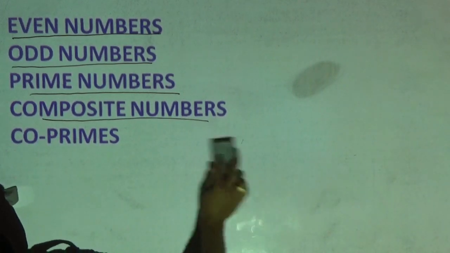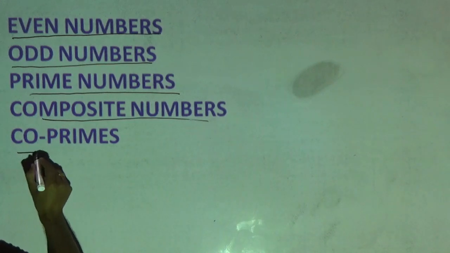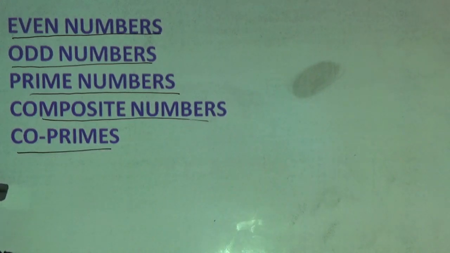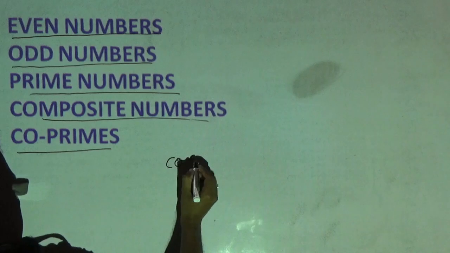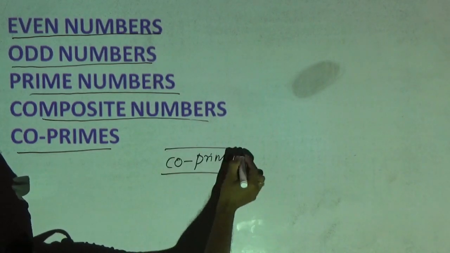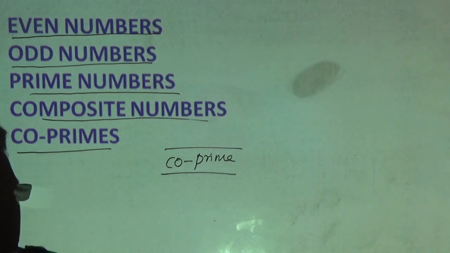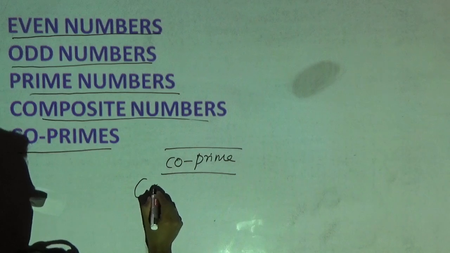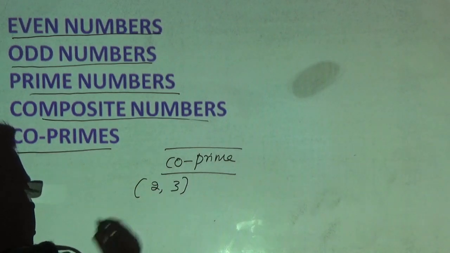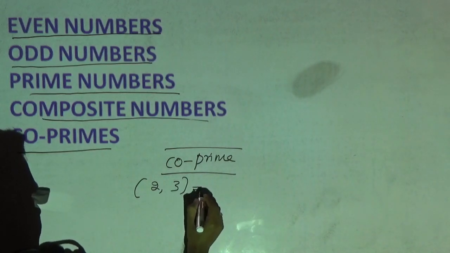Now you came to know what composite numbers are. Now I am going to explain what co-prime numbers are. This is very important. Listen very carefully. They may ask you what you mean by co-prime numbers. Now, I will take an example here. I am going to take 2 and 3. So 2 and 3 are called co-prime numbers. So what do you mean by co-prime numbers? I am going to tell you.